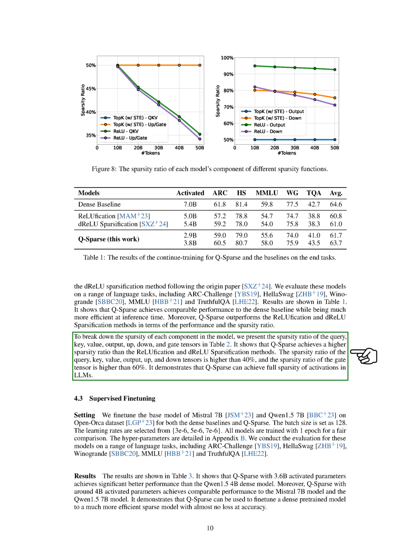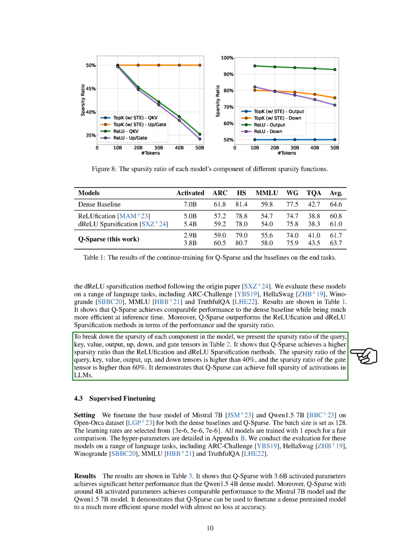The results indicate that Q-Sparse, with 3.6 billion activated parameters, significantly outperforms the Qwen1.5 4B dense model. Additionally, Q-Sparse with around 4 billion activated parameters achieves performance comparable to both the Mistral 7B model and the Qwen1.5 7B model. This shows that Q-Sparse can effectively fine-tune a dense pre-trained model into a much more efficient sparse model with minimal loss in accuracy.